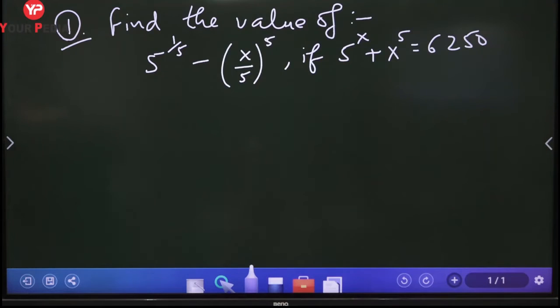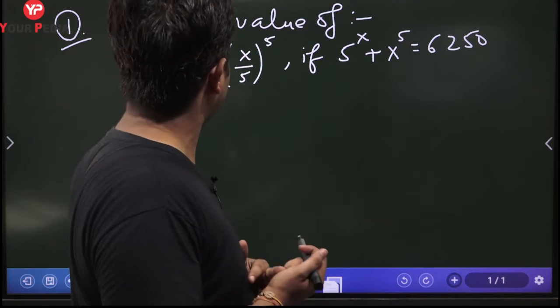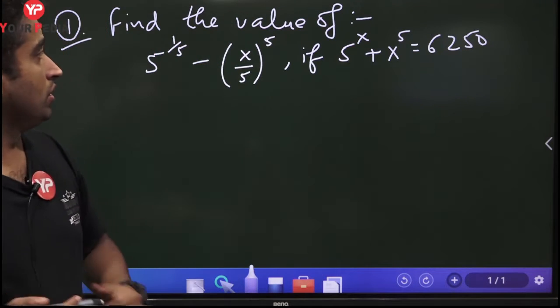So in lecture 3, I will cover exponents and powers, which is an important topic for us. I am going to discuss some more questions from this topic. So let's start. Okay, now see this question. See this carefully.